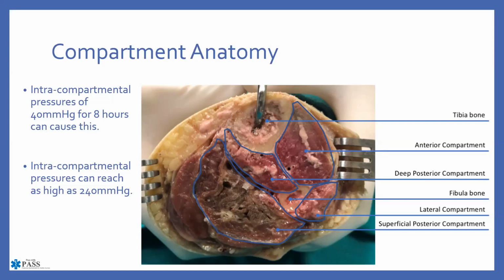The compartment itself can reach pressures as high as 240 millimeters of mercury. That is insanely high. Again, do the same thing: put your blood pressure cuff on, dial it up to 240, and see how long that feels good on your arm, even as an external pressure.